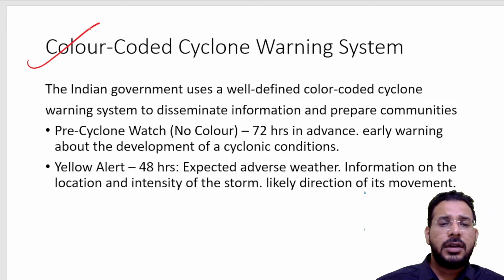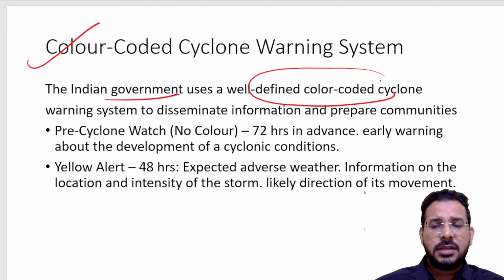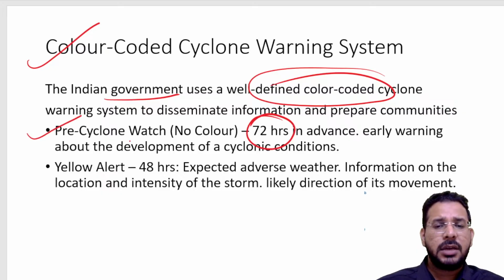Now in India, we have color coded warning systems. The Indian government uses defined colors to give warnings. 72 hours in advance, we have a pre-cyclone watch where no color is given, just an early warning about the possibility of development of a cyclone.